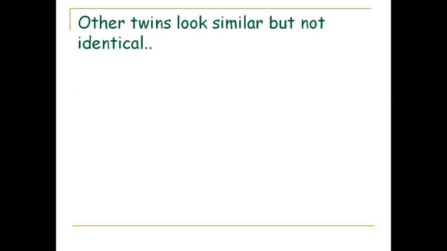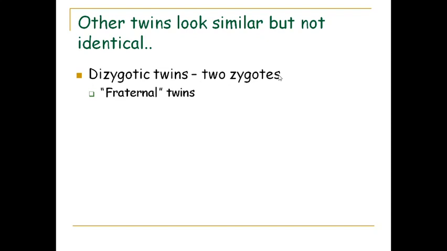So those were our identical twins. But other twins look similar but not necessarily identical, and these are our dizygotic twins, and these are the result of two zygotes that form. So these are what are known as your fraternal twins.